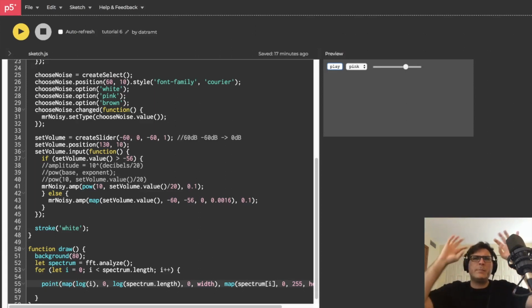We still need to improve the look of our spectrum, but we are going to do that in the next tutorial, and that will be the last tutorial for the sort of intro project to the browser noise series.